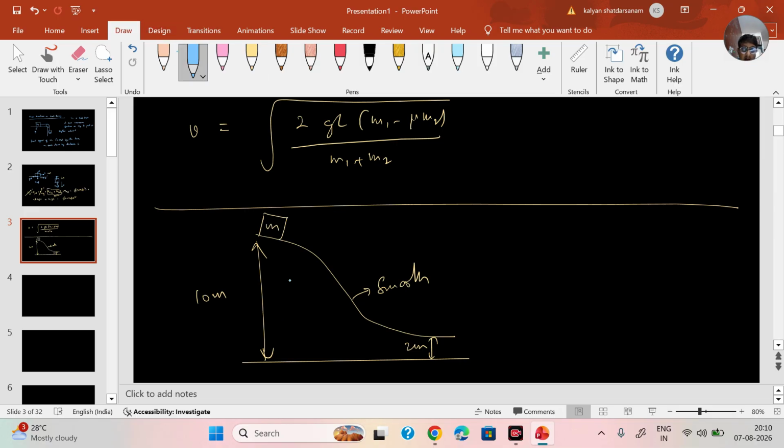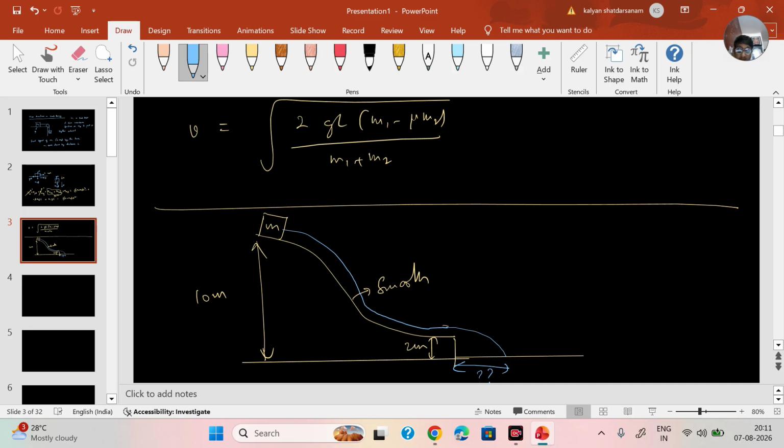So this block, suppose, is coming like this. It came here. And from here it's coming in a projectile path, so let me draw this properly. It's coming in a projectile path and falling somewhere here. You have to find this distance x. That distance you have to find.